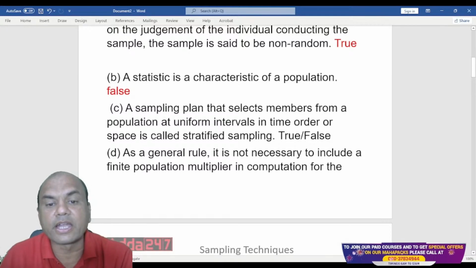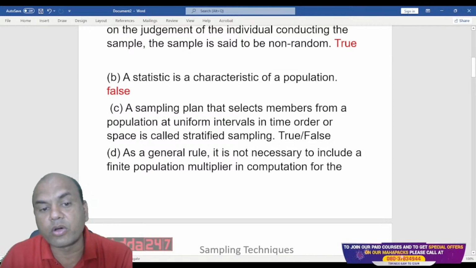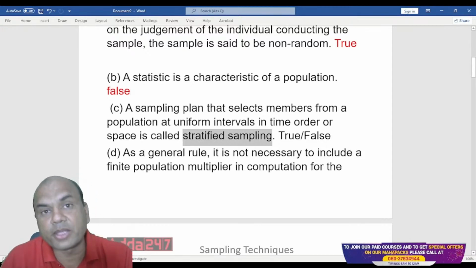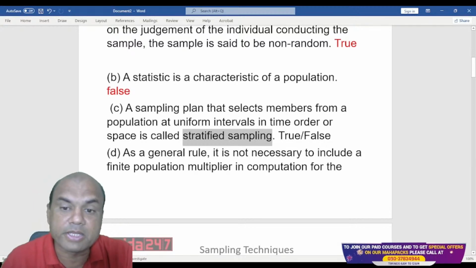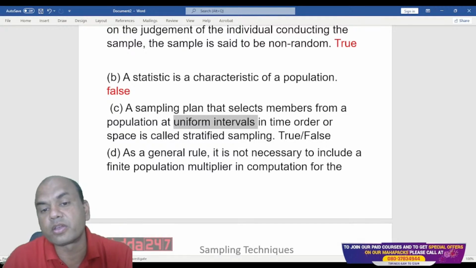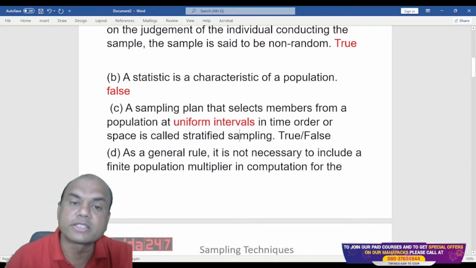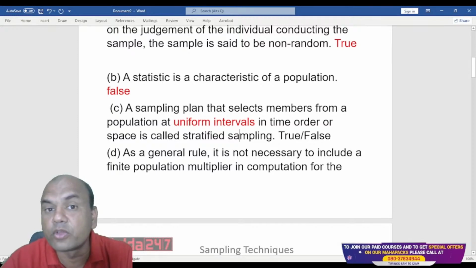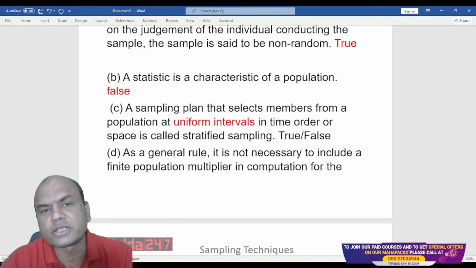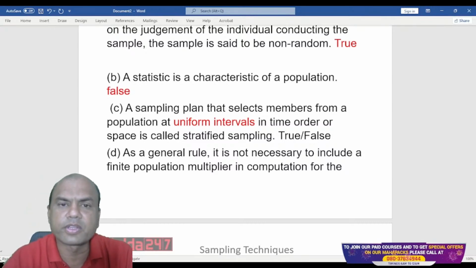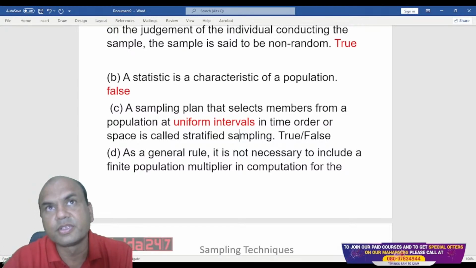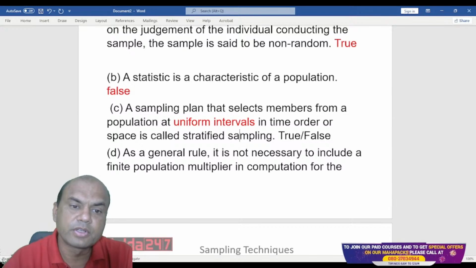A sampling plan that selects members from a population at uniform intervals in time order or space is called stratified sampling. So a sampling plan that selects members from a population at uniform intervals, this is an important phrase here, uniform intervals, is called stratified sampling. Is it true? Type fast in the comment section. True or false? What do you think?